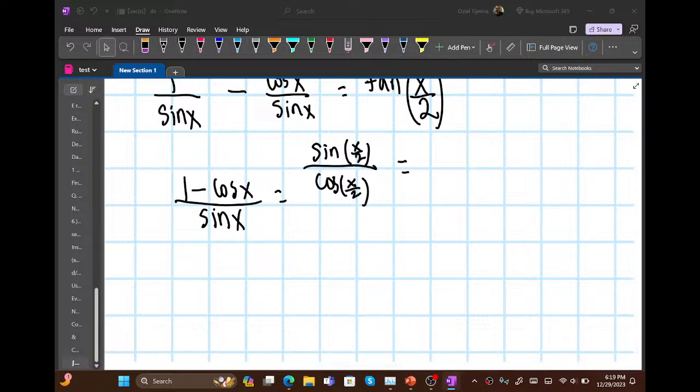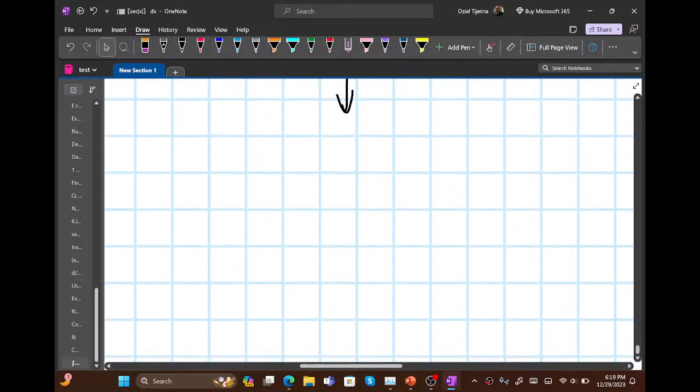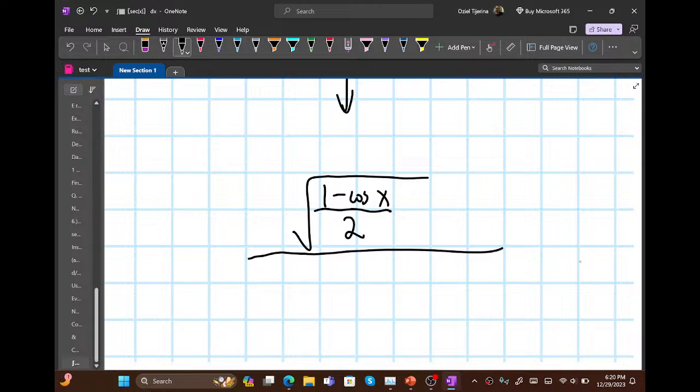This will equal the following: the square root of (1 minus cosine of x) over 2, over the square root of (1 plus cosine of x) all over 2.